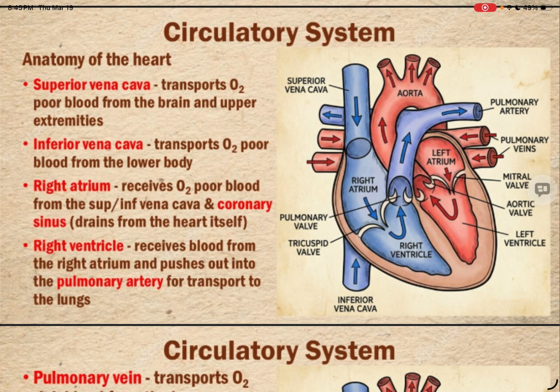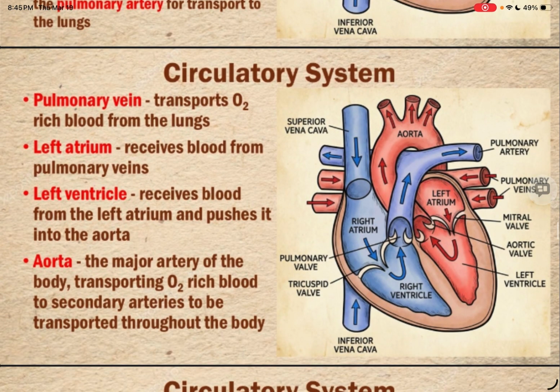Our right atrium receives the O2 poor blood from the superior and inferior vena cavas and the coronary sinus, which drains from the heart itself. Our right ventricle receives blood from the right atrium and pushes it into the pulmonary artery for the transport to the lungs. The pulmonary vein transports the oxygen-rich blood from the lungs.